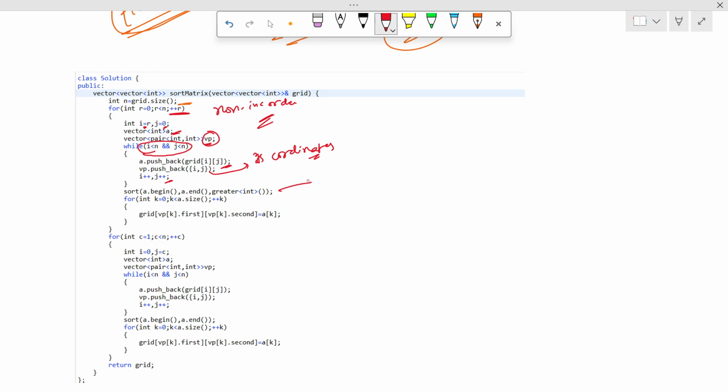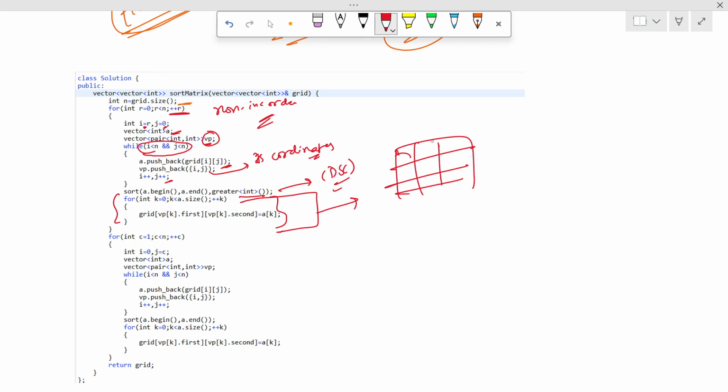And then we have to sort in non-increasing order. Non-increasing order means descending order. And then we have to put the sorted elements back into our matrix, and this is our approach for the new matrix. When we sort, then we store into another matrix. Okay, and now this is for the top right triangle.